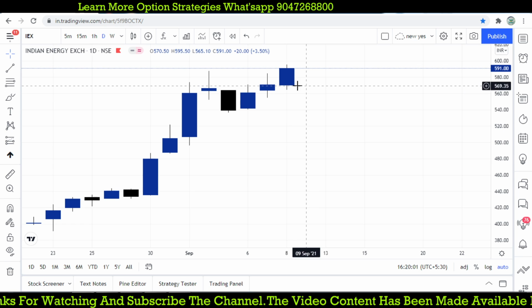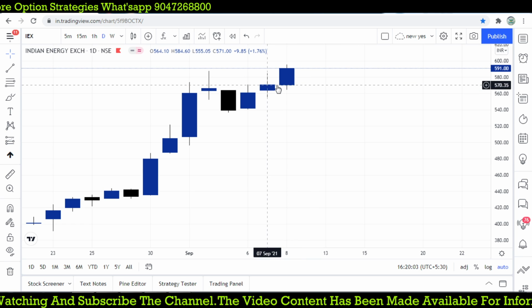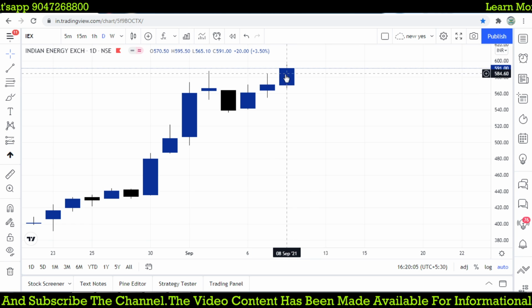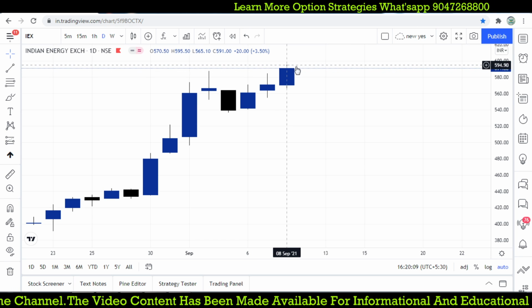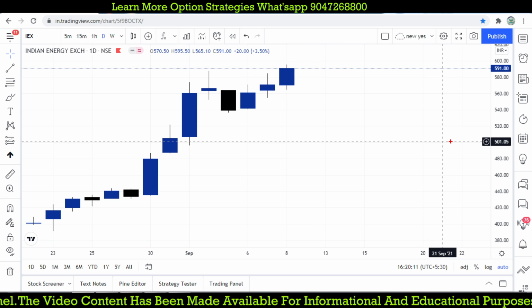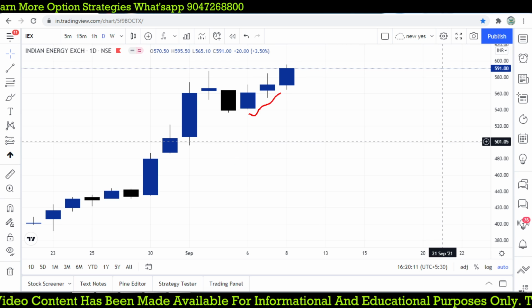And today it started near about the highest level, and I think it will move up today. Here it broke that spinning top high, and it moves and closed above that high. So there is still a possibility that the positiveness continues in the stock.